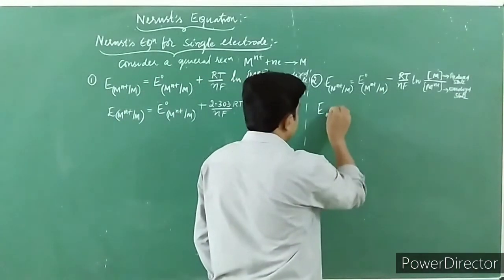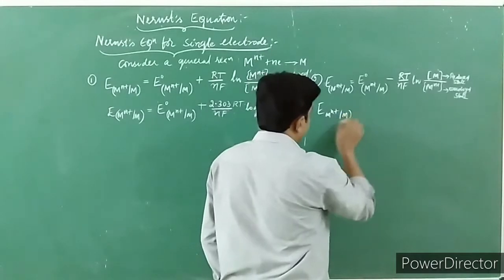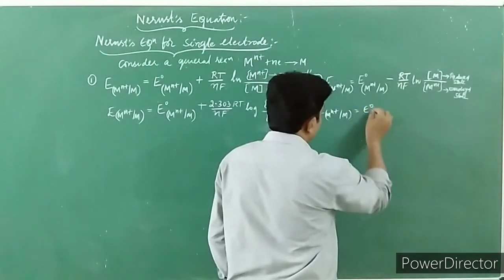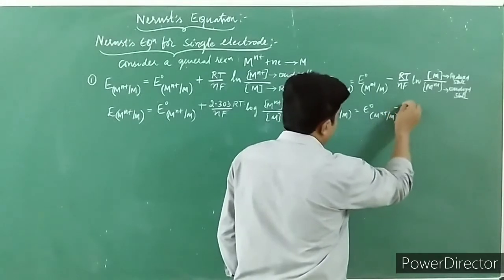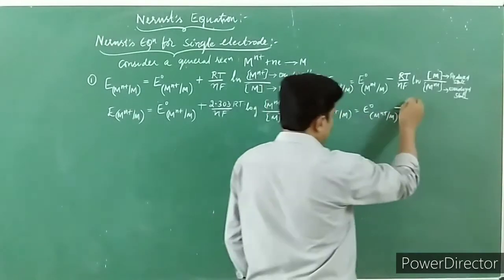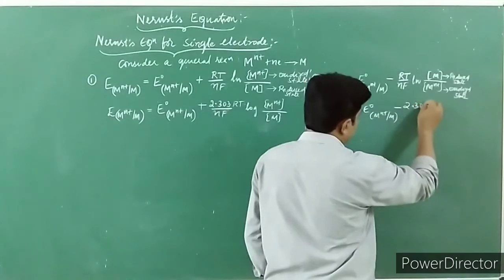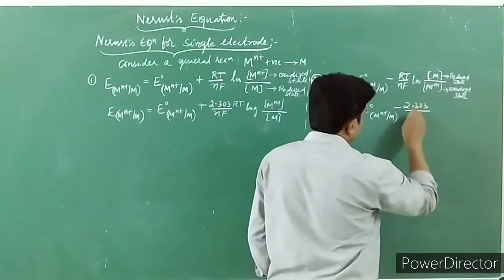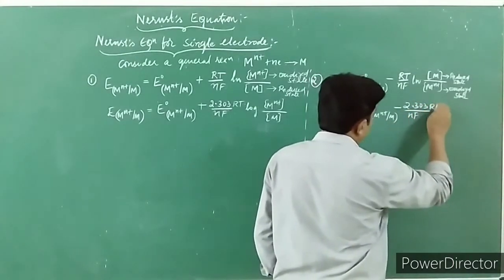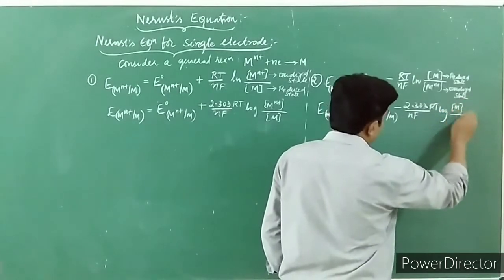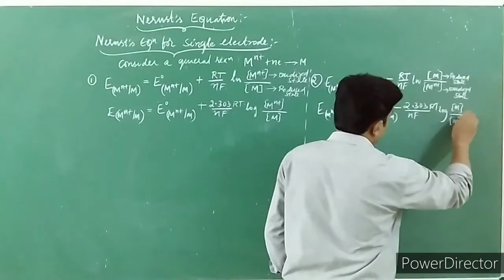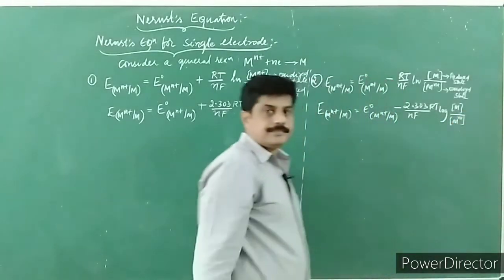E_(Mn+/M) = E°_(Mn+/M) minus 2.303 RT/nF log of the concentration of metal upon molar concentration of metal ions.